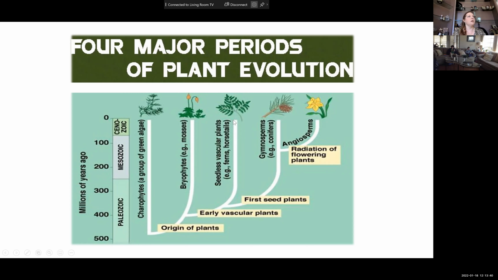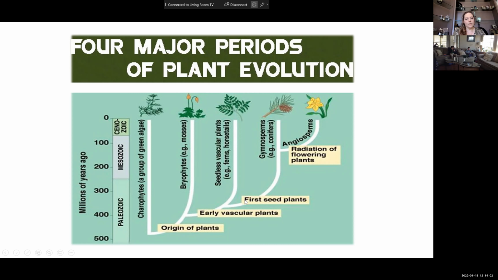So your mosses are going to be seedless and non-vascular. Then your ferns are going to be seedless, but they have vascular tissue. And then you get here and you've got vascular and seeds in cones. And then when you get all the way over here, you've got flowering plants with seeds and fruit and vascular tissue. And that's good. That's the general track.